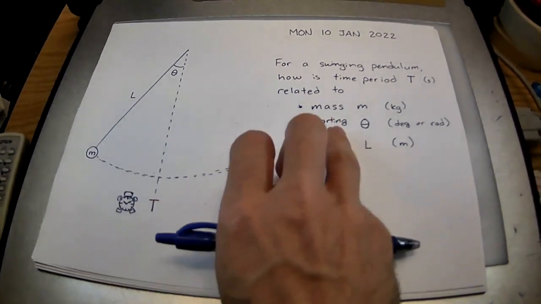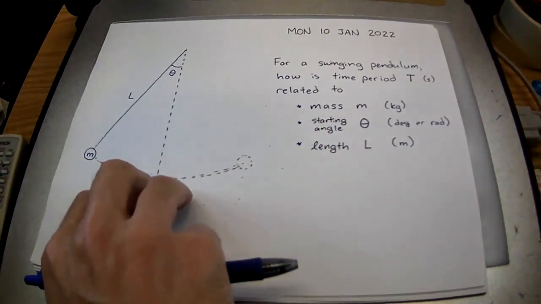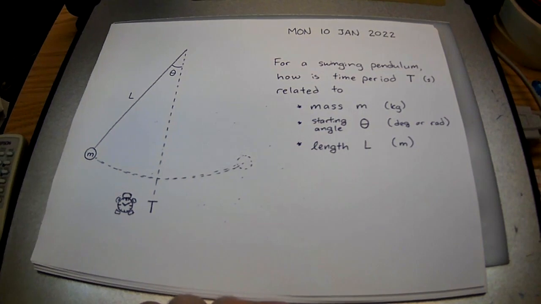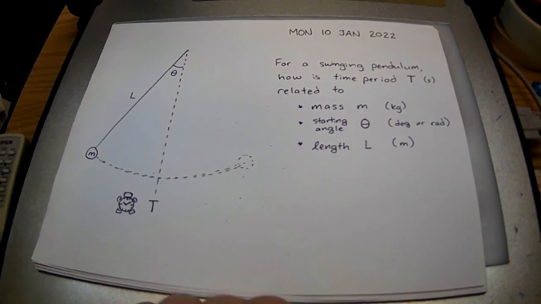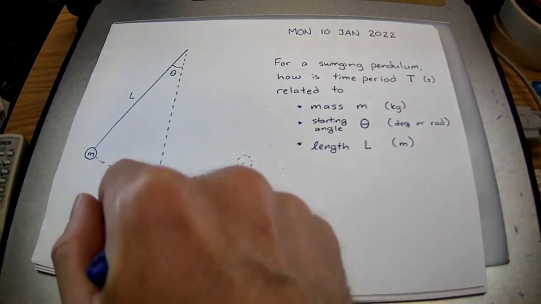So quick hypothesis. How many guys think if you increase theta, that will also increase the time period? Who says that? Increase, like slow it down. Who says if you increase that angle, that it'll actually speed up? So it'll decrease the time period.